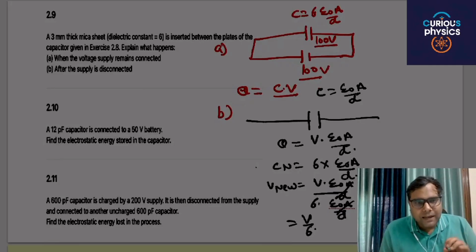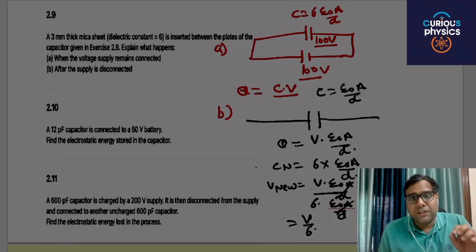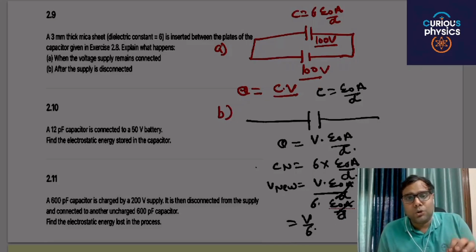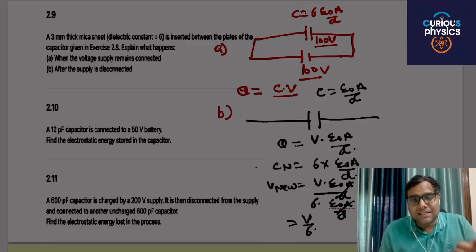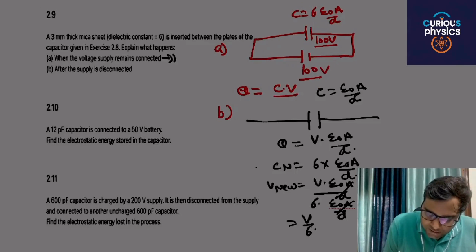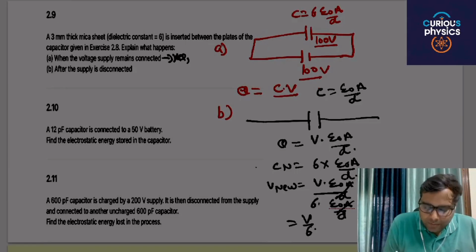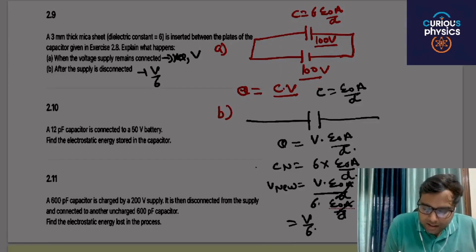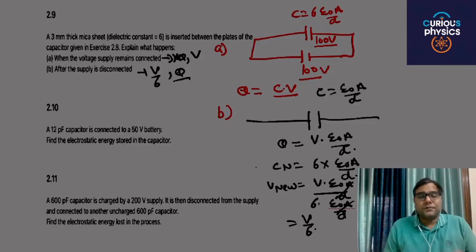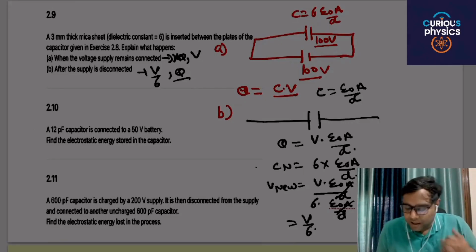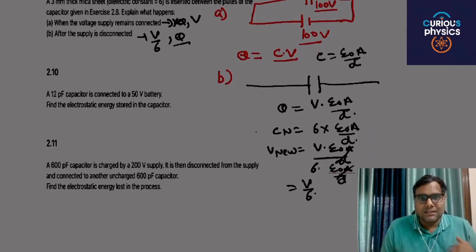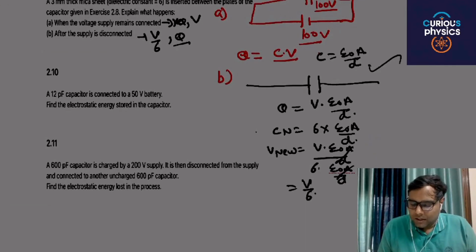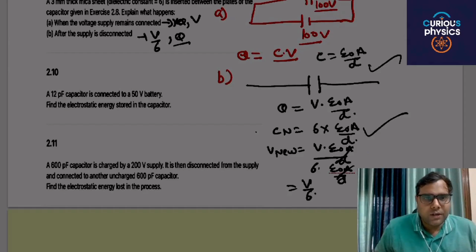When the voltage supply remains there, the charge will increase by K times, that is 6 times the initial value. When the supply is disconnected, in the first case the charge increases by K times and the potential remains the same. In the second case, the potential decreases by 6 times and the charge remains the same. This is for your conceptual clarity, and this is how we have reached this answer. Are you able to understand my point?